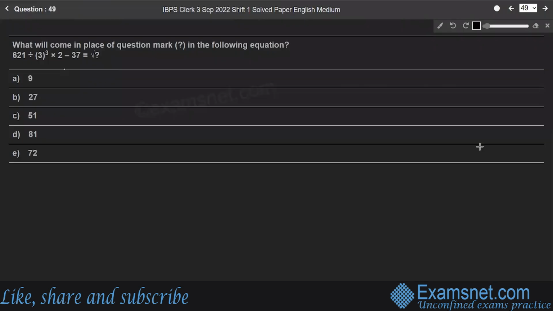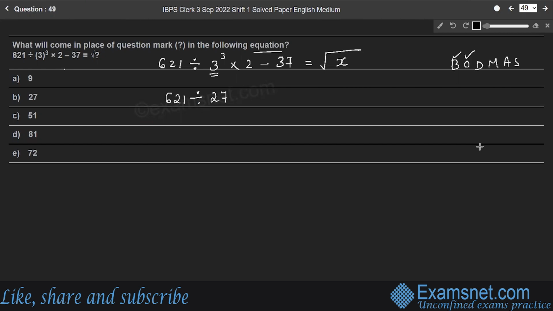Question 49. What will come in place of question mark in the following equation? 621 divided by 3 cube into 2 minus 37 is equal to square root of, let the number be x. So here we are using BODMAS rule. No bracket to remove. Next is of part. We have cube of 3. So let us write cube of 3. So what is cube of 3? 27. 3 into 3 into 3 into 2 minus 37 is root of x. Find the value of x here.